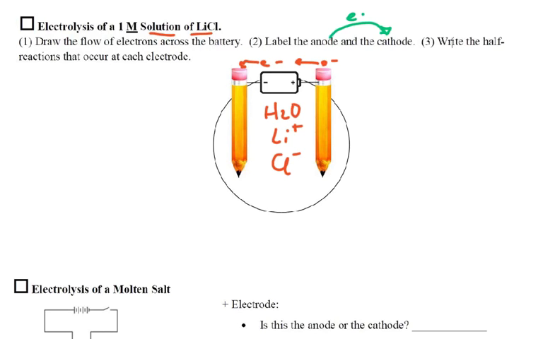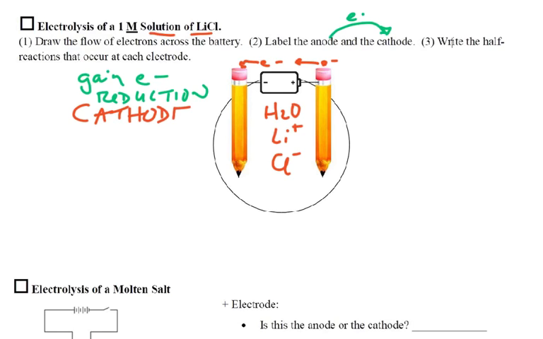But the other part is about understanding it. If the pencil on the left has electrons being pumped into it, then whatever chemical touches the graphite down here is going to gain some electrons. So we know that if you gain electrons, then that's reduction. And if that's reduction, then this side over here must be the cathode, because reduction always occurs in the cathode.